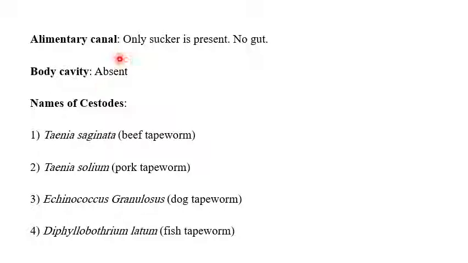Body cavity absent. Names of cestodes: Taenia saginata, which is called beef tapeworm, الشريطية البقرية. Taenia solium, pork tapeworm, الشريطية الخنزيرية. Echinococcus granulosus, dog tapeworm, الشريطية الكلبية. Diphyllobothrium latum, fish tapeworm, الشريطية السمكية.